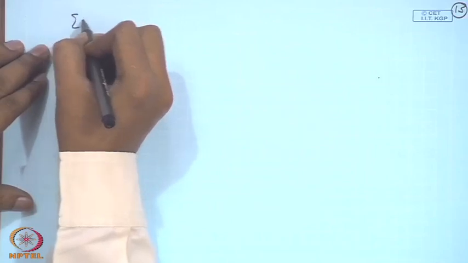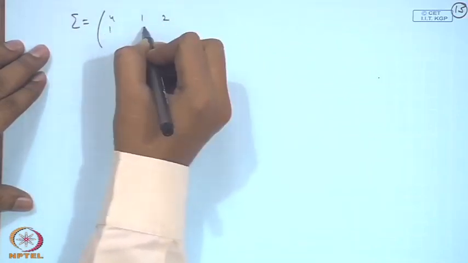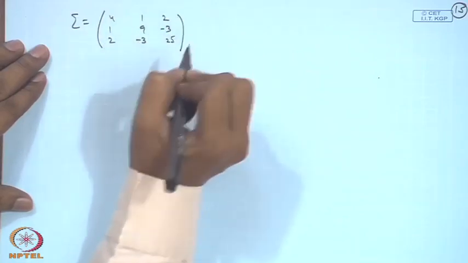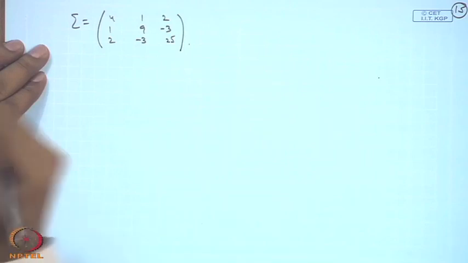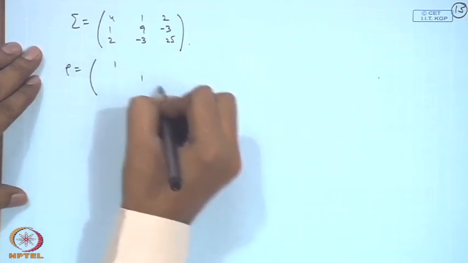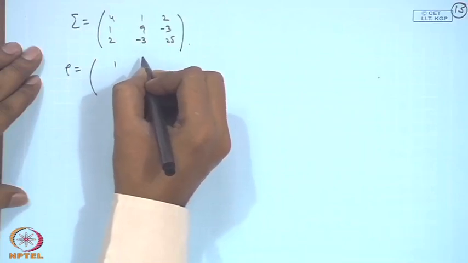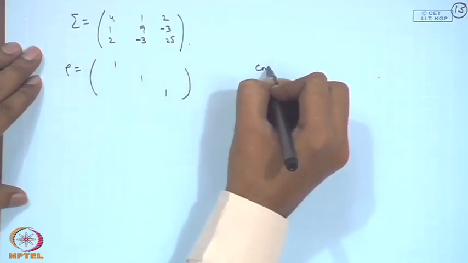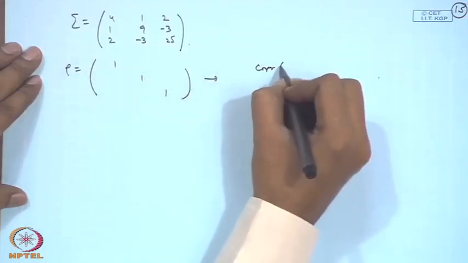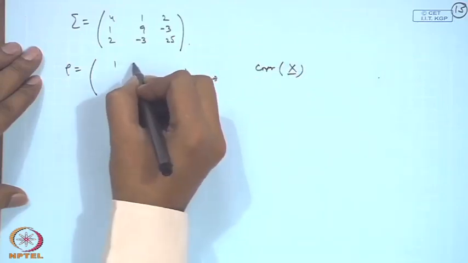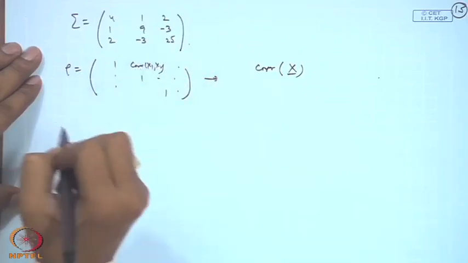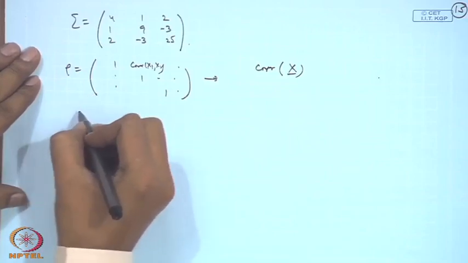Let us consider, say, sigma is equal to 4 1 2 1 9 minus 3 2 minus 3 25. Okay. So, here I consider rho as, say, 1 1 1, and here I will consider correlation between. So, this is actually the correlation matrix of x. Okay. So, that means these terms will be denoting correlation between x 1 x 2, not covariance, it is correlation terms here.